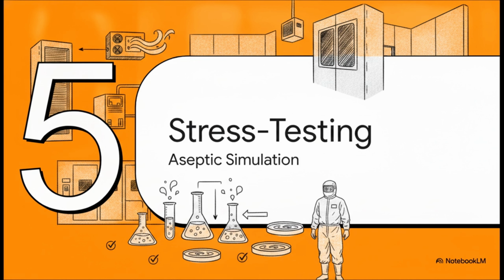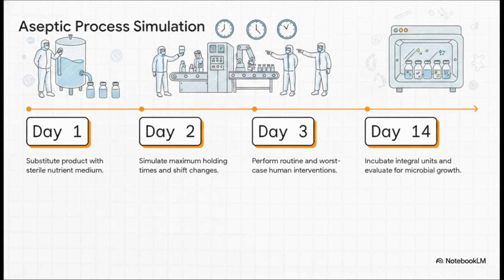Section 5. Stress testing the fortress. Aseptic process simulation. So you've built the clean rooms, installed the HVAC, and suited up your operators. But before a single drop of real medicine is made for the public, this entire blueprint must be relentlessly validated. This is done through an aseptic process simulation, often called a media fill. Engineers substitute the actual medicine with a sterile nutrient broth, basically a liquid that bacteria absolutely love to grow in. Then they run the whole manufacturing process, simulating worst-case scenarios, maximum holding times, and every possible human intervention.